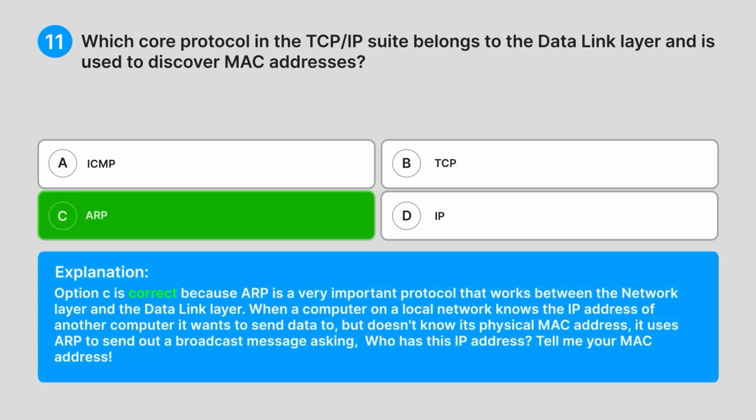Explanation. Option C is correct because ARP is a very important protocol that works between the network layer and the data link layer. When a computer on a local network knows the IP address of another computer it wants to send data to, but doesn't know its physical MAC address, it uses ARP to send out a broadcast message asking, "Who has this IP address? Tell me your MAC address."